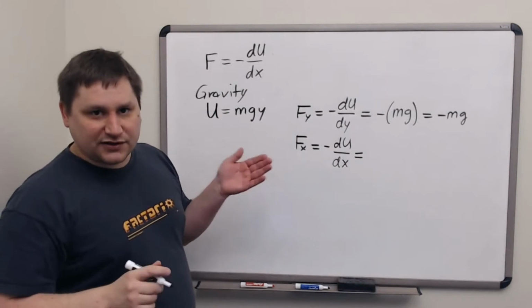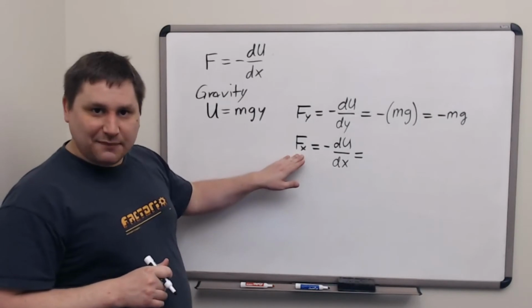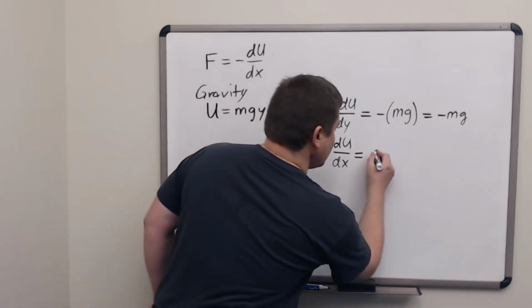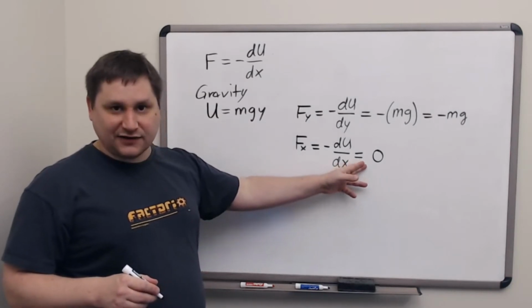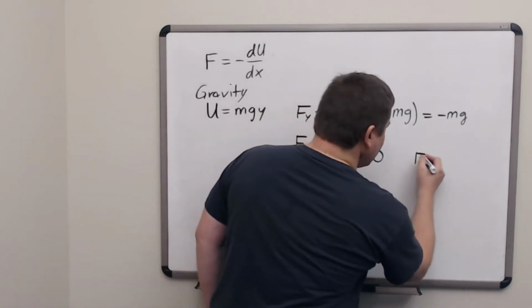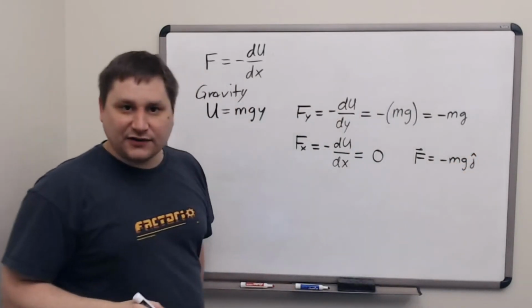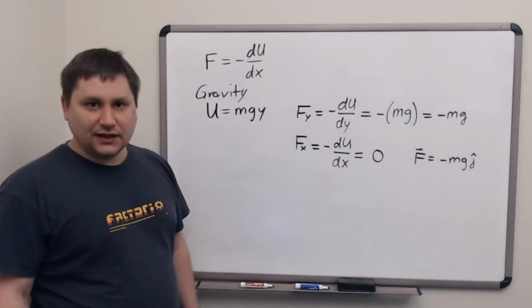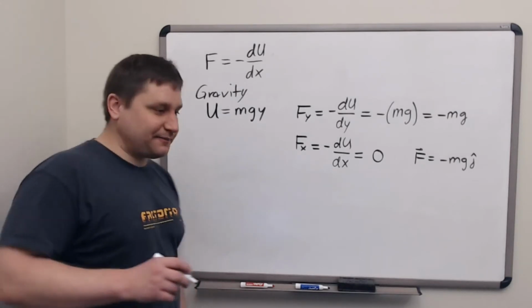To generalize our formula to a two-dimensional situation with x and y components, the x component of the force would then be associated with the derivative of potential energy with respect to x. Of course, U does not depend on x, so therefore there is no force in the x direction. Putting these together, we get a force vector for gravity in unit vector notation of minus mg j hat. Let's do another example of a potential energy function that depends on both x and y coordinates.